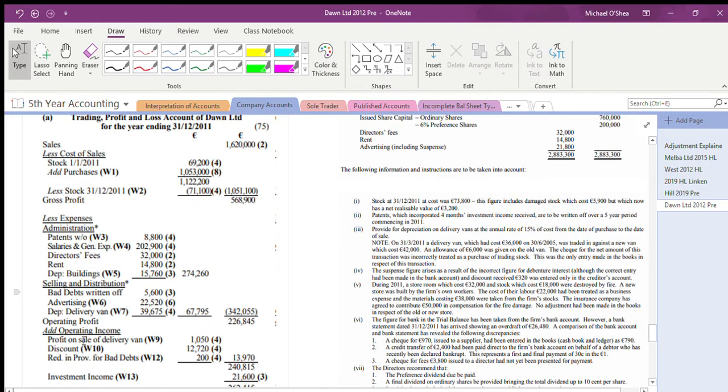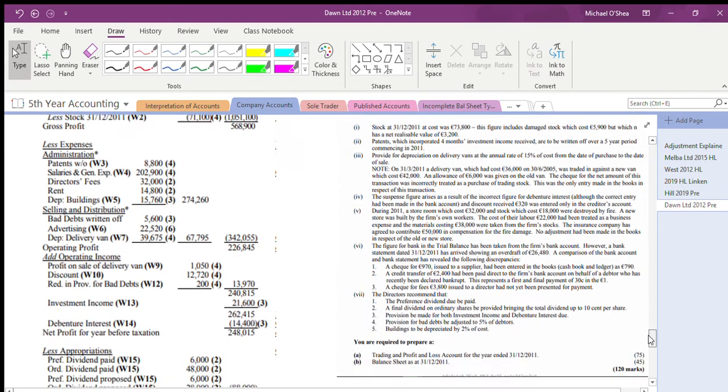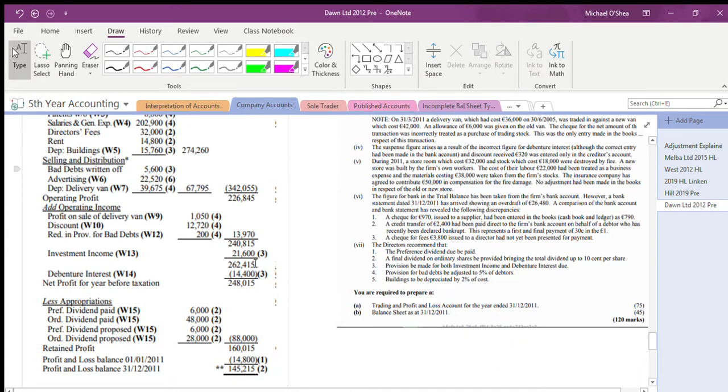Okay, the normal P&L follows the same sequence. I have my profit on sale of land and my discount. Now I have my reduction in provision for bad debts as it's gone down. That's an income, so reducing provision for bad debt. There are my normal income figures, my operating income. I then have my non-operating income and expenses, which are investment income followed by debenture interest in that order. Add investment income because it's income. Take away debenture interest because it's an expense. I finish with my net profit for the year before taxation.